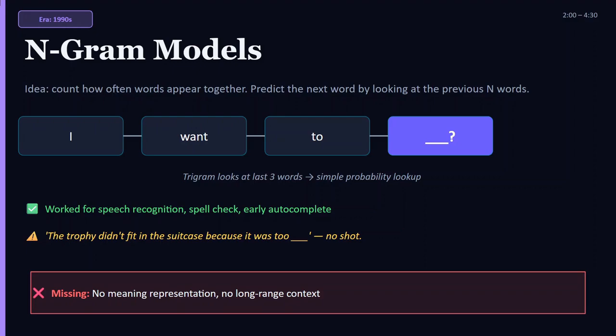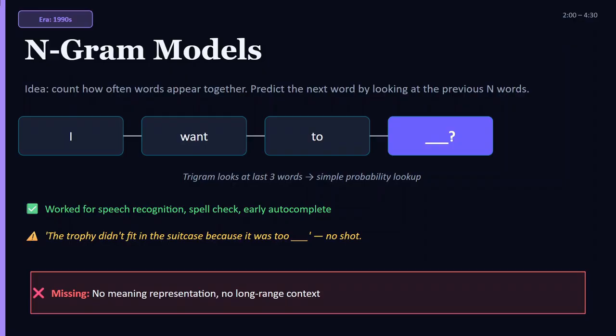But here's the problem. Imagine I say the trophy didn't fit in the suitcase because it was too dash. Over here, what's it? The trophy or the suitcase? To answer this, you need to understand the full sentence structure. An n-gram model here has no shot. It's only looking at the last two to three words. Also, as n grows, right, you need exponentially more training data for every combination. Example, the quick brown fox jumps. Here, a 5 gram. So, the number of possible 5 grams in a vocabulary of 50,000 words is astronomical.